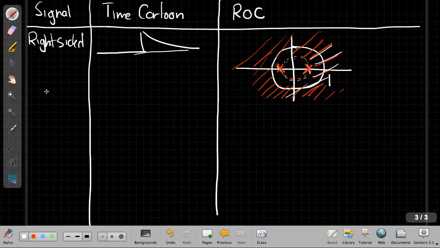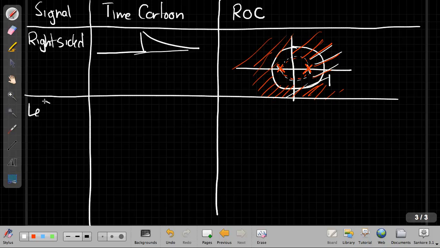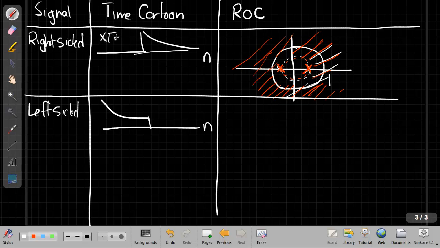The next option we talked about was left-sided. That's a sequence which goes on in negative time. Maybe it can actually even be blowing up, and then it turns off at some point after that. So again, this is the time domain. This is my x of n. Should have labeled it better. And this is my imaginary plane. So this is real, and this is the imaginary axis.